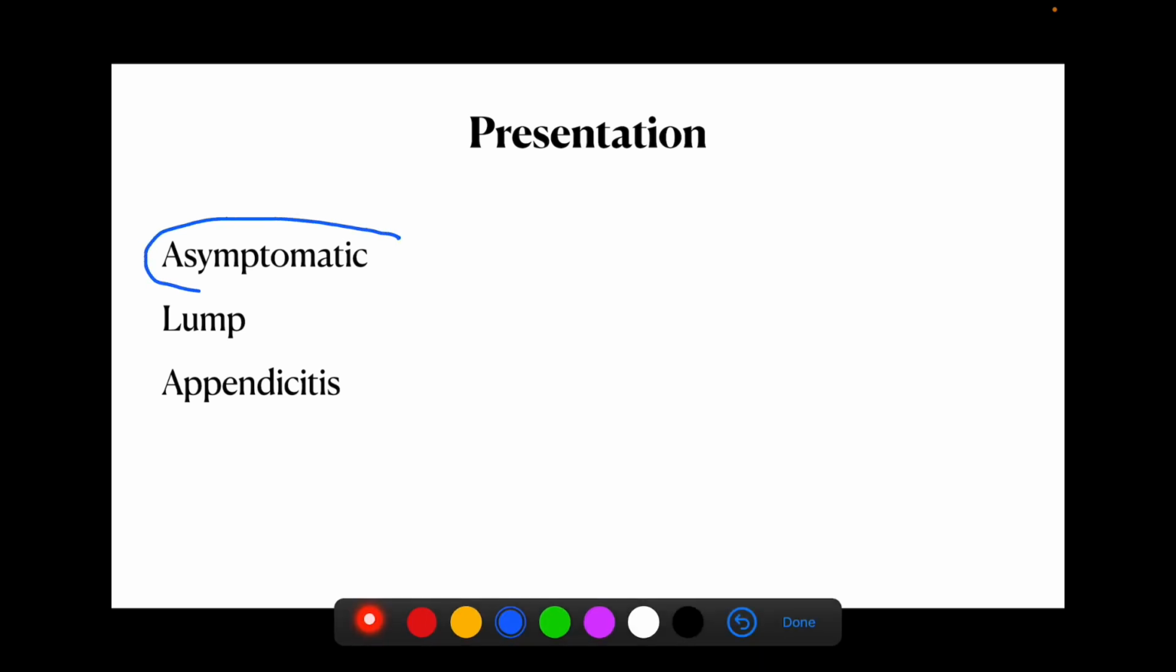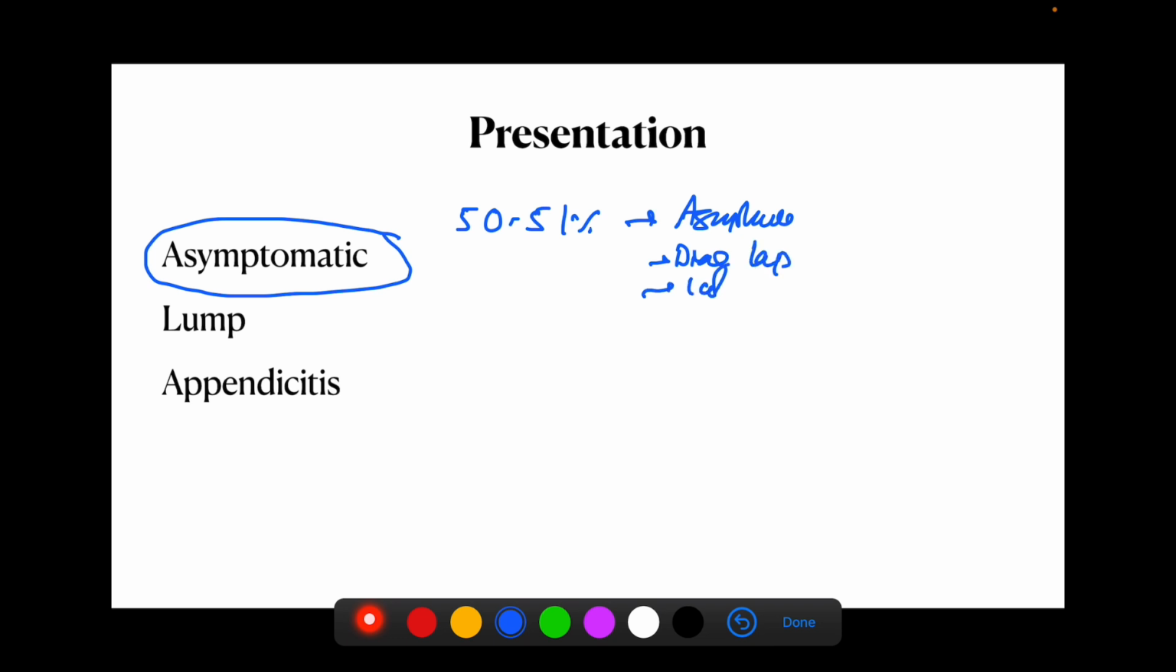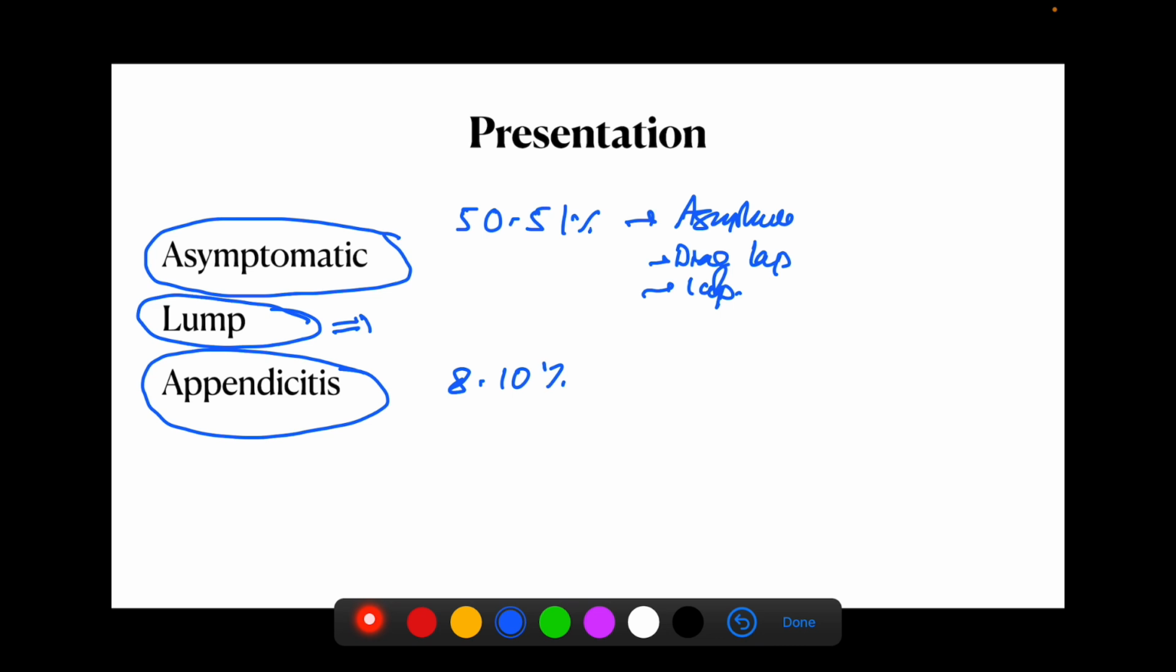Now, asymptomatic is actually the commonest mode of presentation. 50 to 51% of cases will remain asymptomatic. They are usually detected during a diagnostic laparoscopy or a laparotomy being done for another reason. Appendicular lump in the right iliac fossa is the presentation in a small percentage of cases. Acute appendicitis is a mode of presentation in 8 to 10% of cases.